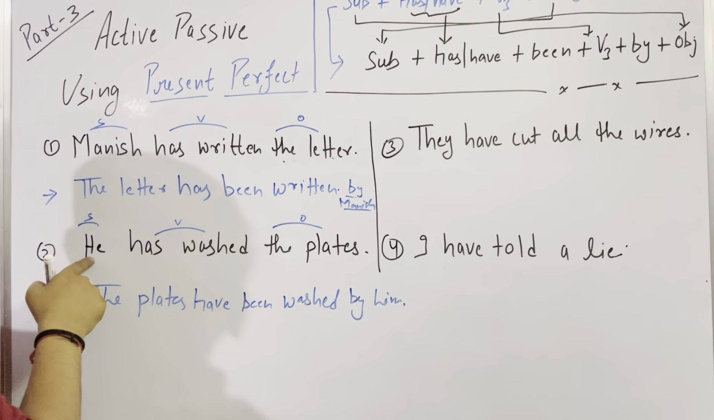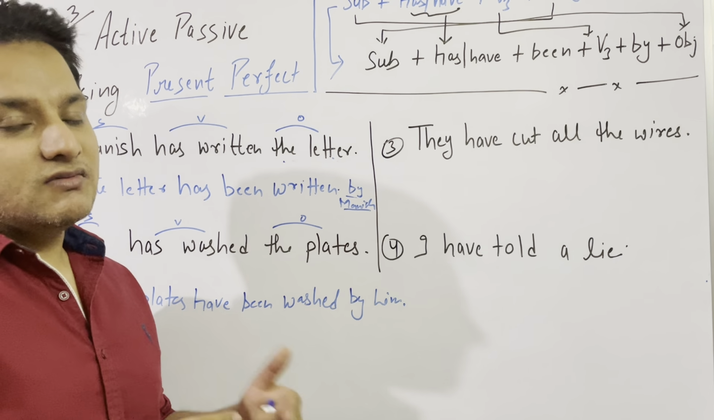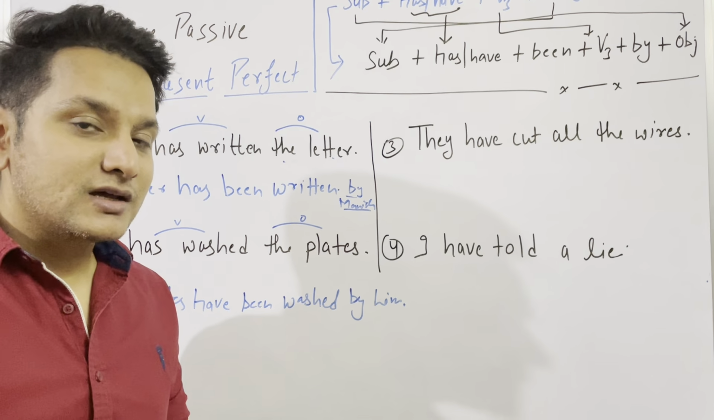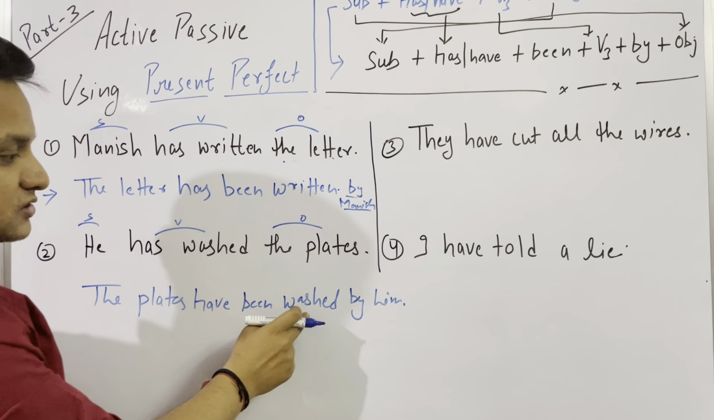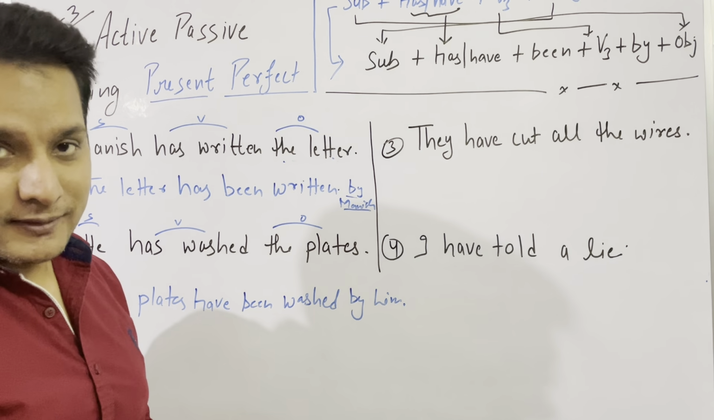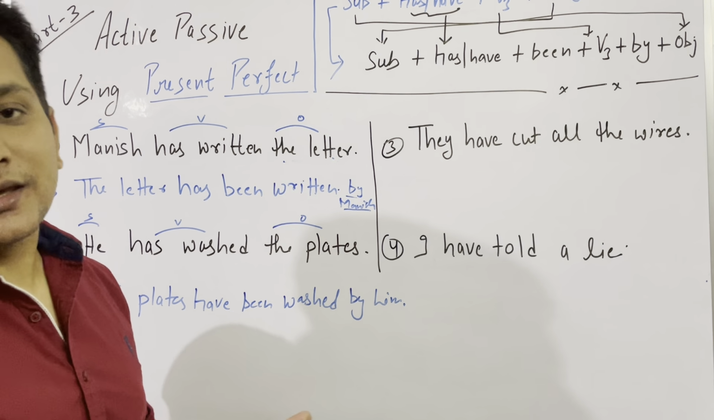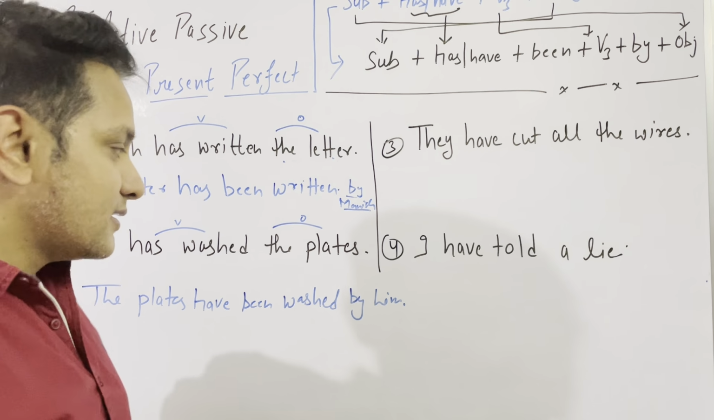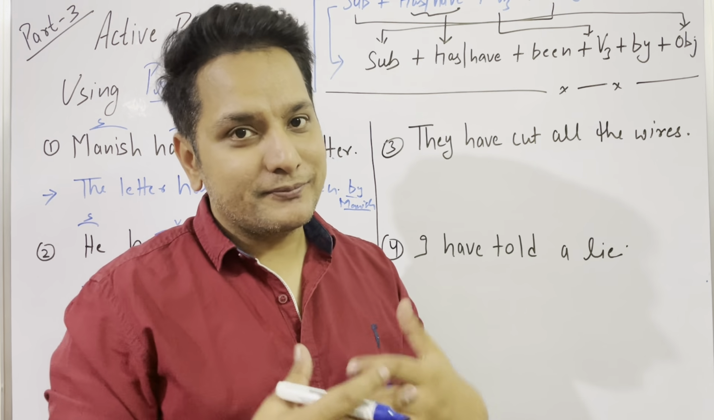him. As I told in the previous video as well, he will be converted into him, she will be converted into her, I will be converted into me, right? So the plates have been washed by him. In Hindi, उसने plates धोए हैं और धो लिए हैं. Plates उसके द्वारा धोए गए हैं. So you can understand it like this, right? I have washed the plates, the plates are washed by me. This is how it is.